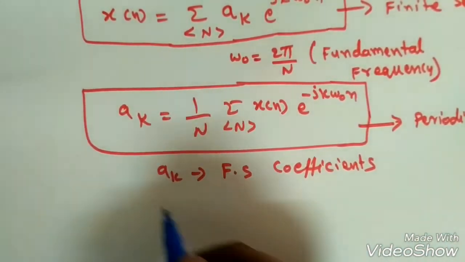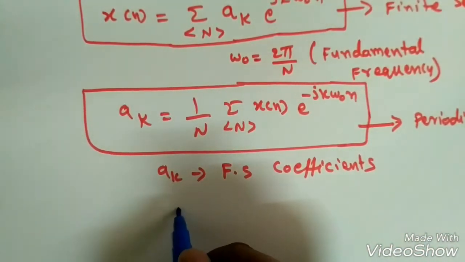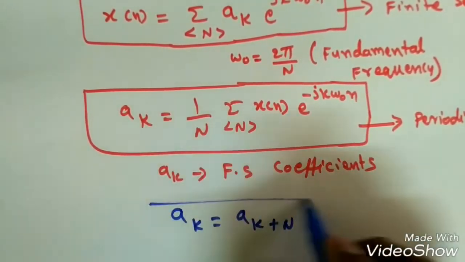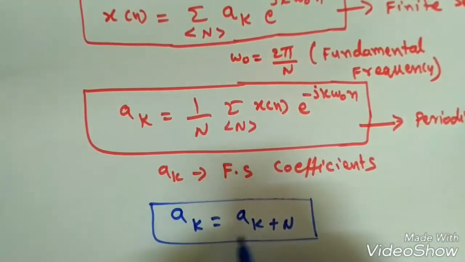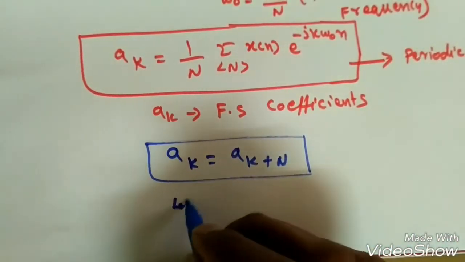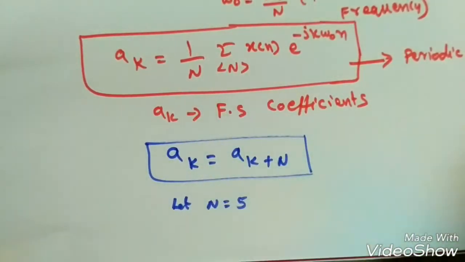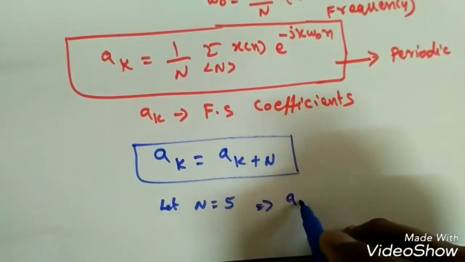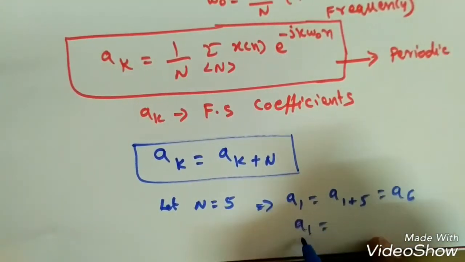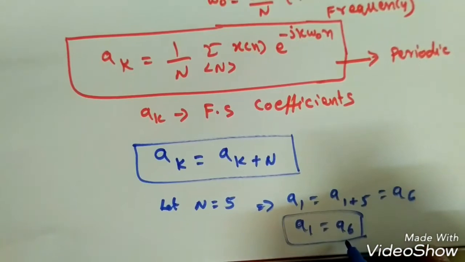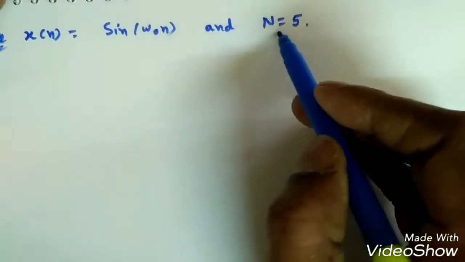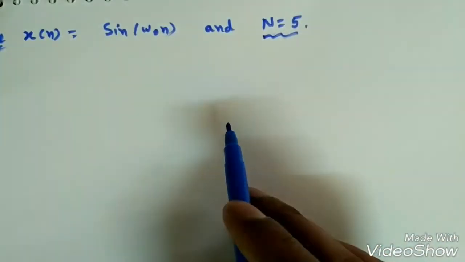So a k is periodic in nature, which means it should satisfy a condition, and this is a very important condition: a k is equal to a k plus N. That means it is periodic in nature. Suppose N is equal to 5 as our periodic time period, and I want to find a 6. If I know a 1, then a 1 plus 5 gives a 6. That means if I know a 1, I can find the coefficient a 6 also. Solve this question. The x of n is given as sin omega naught n, and the time period is given as N equal to 5.